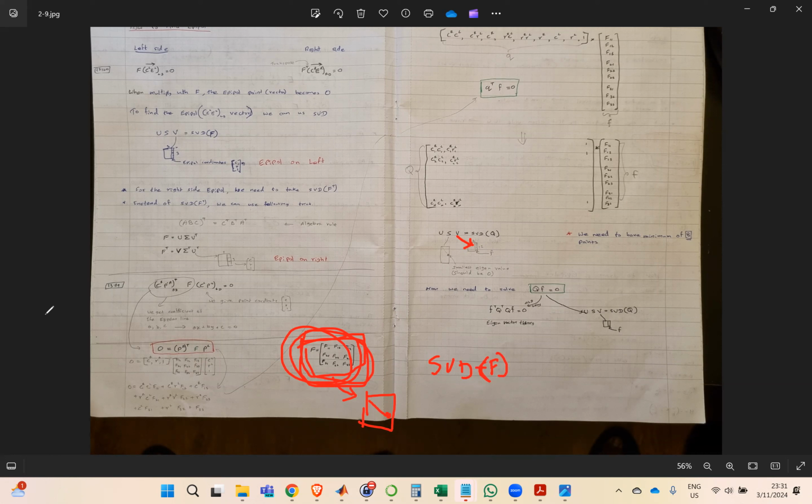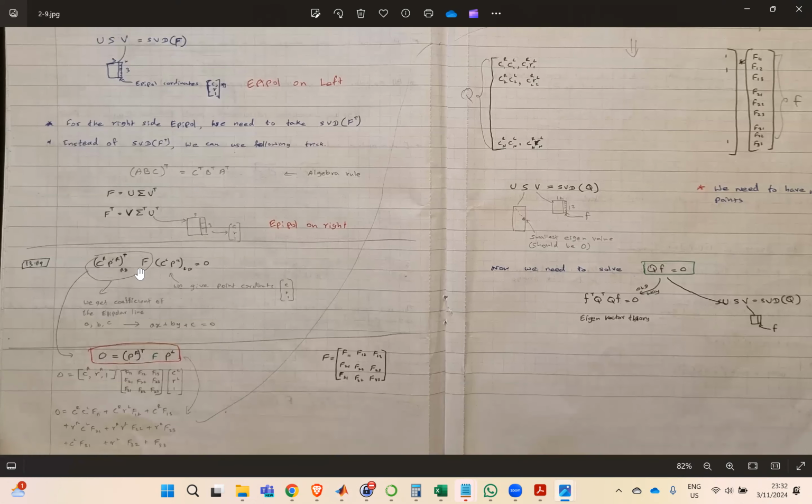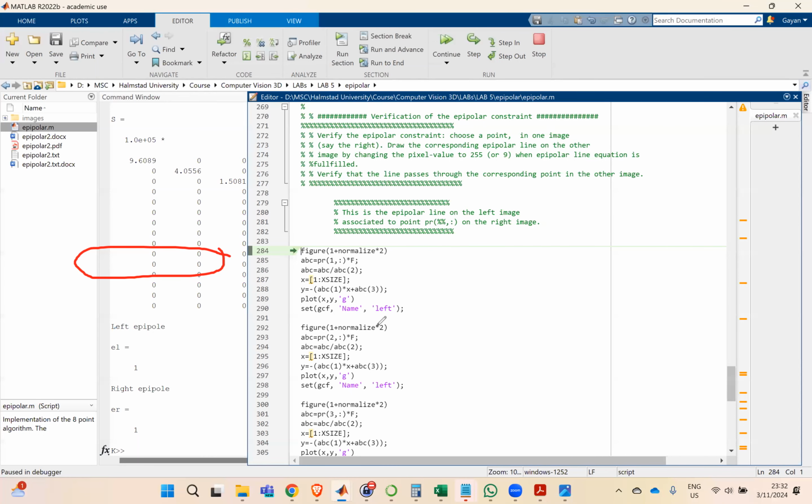I need to come and show you one equation. Look at this equation. What this equation says, if you give a point, check the lab.